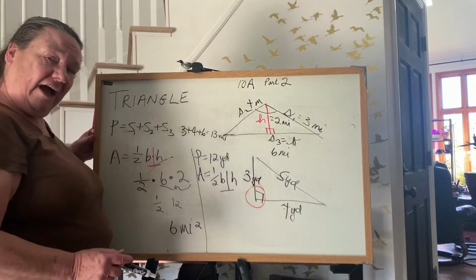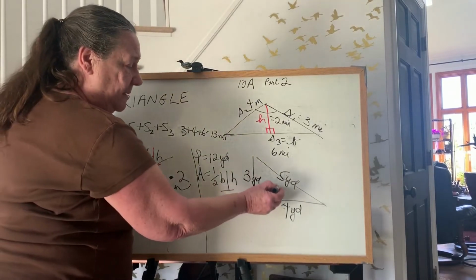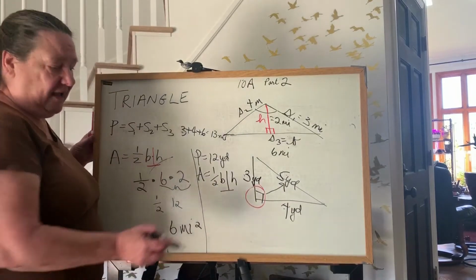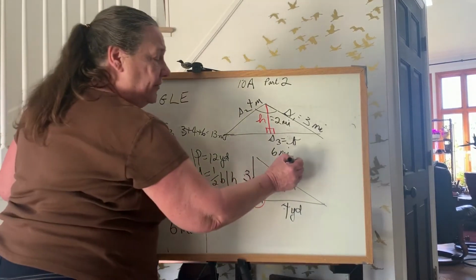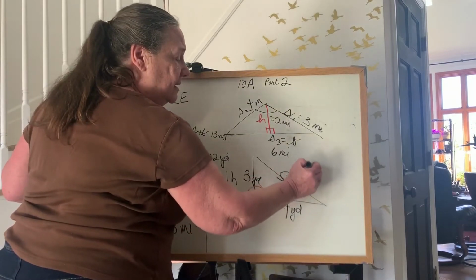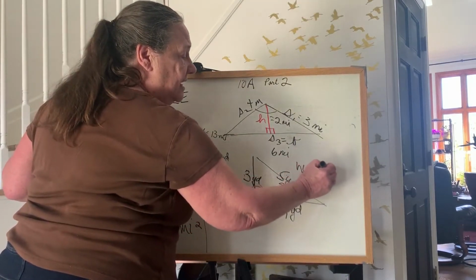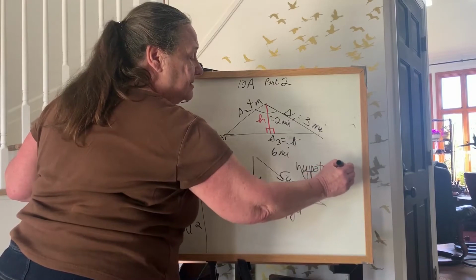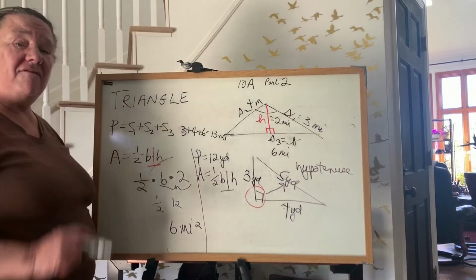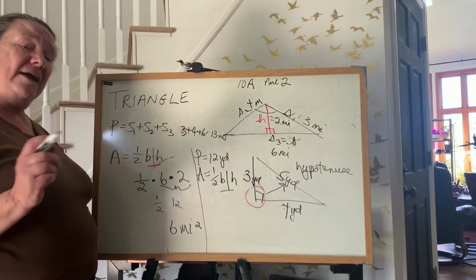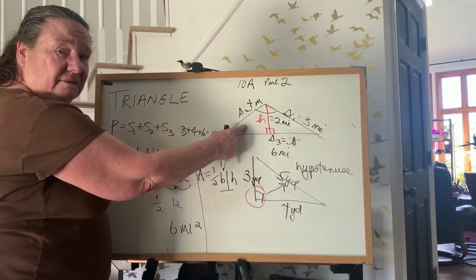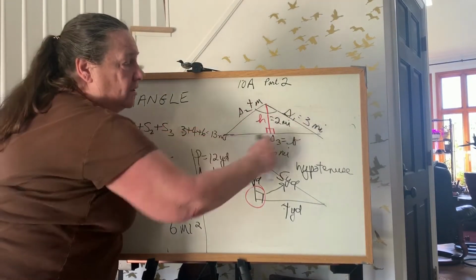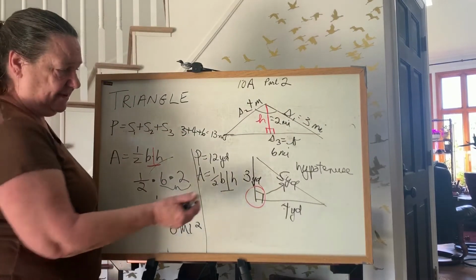Do you know what the 5 is called? 5 has a special name. It's opposite the right angle, so that 5 is called the hypotenuse, Greek, H-Y-P-O-T-E-N-U-S-E. You can only have a hypotenuse in a right triangle. You do not have a hypotenuse here, okay? Because you don't have a right triangle on the outside sides, okay?